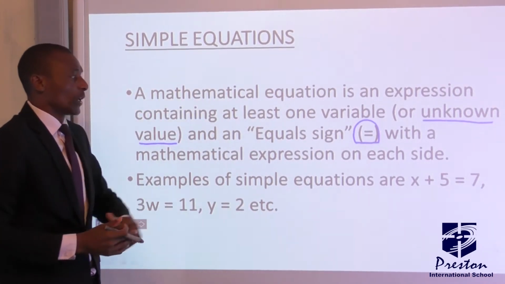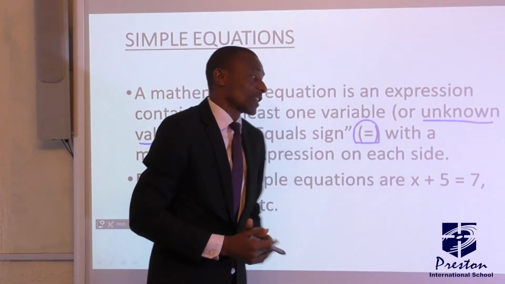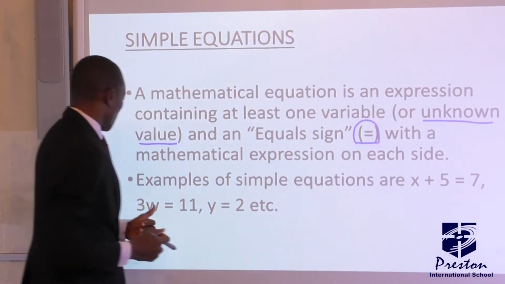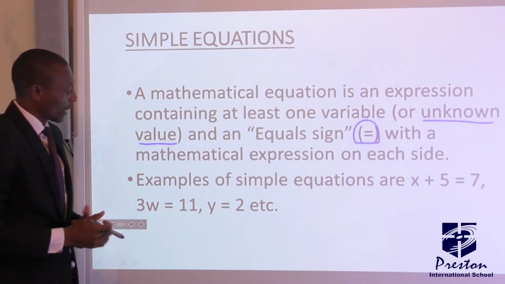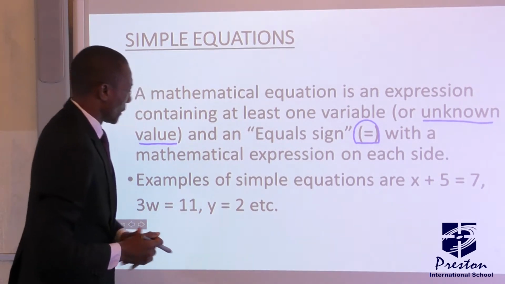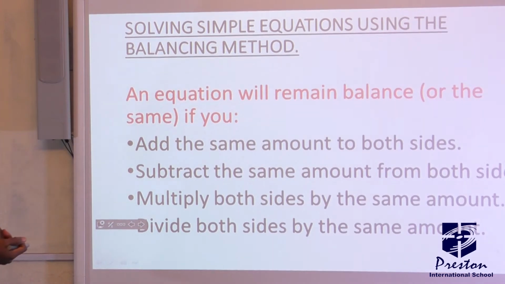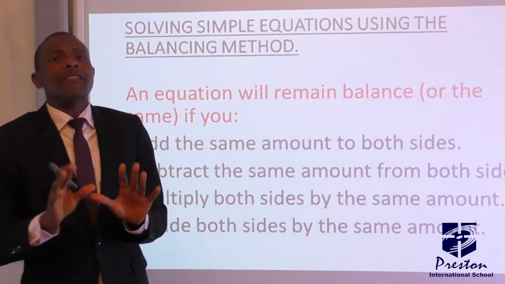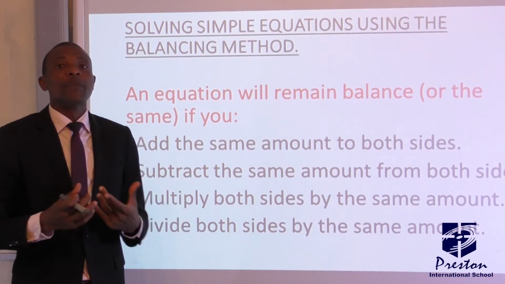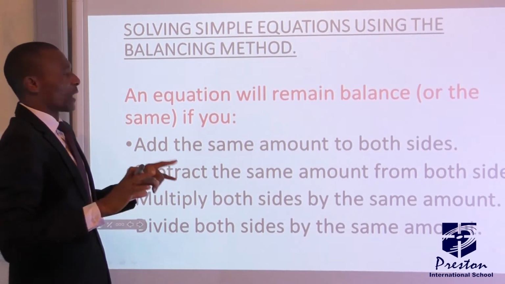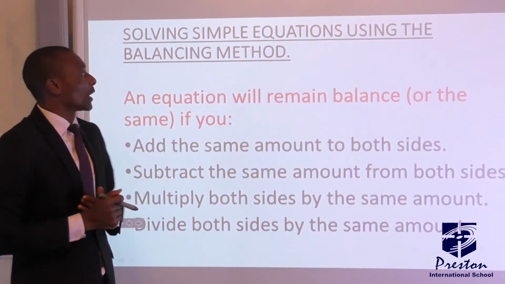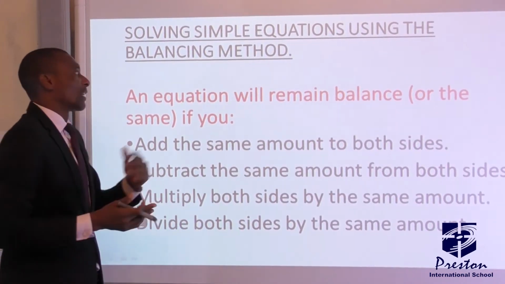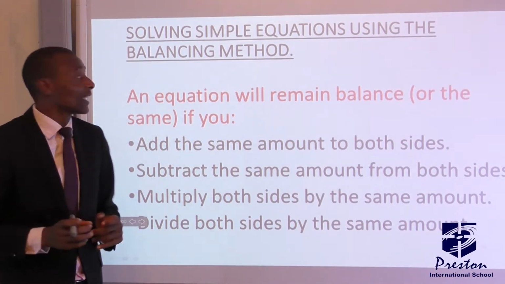So examples of simple equations are x plus 5 equals 7, since we have an equals sign and a variable x. Here we have 3w equals 11, then y equals 2, etc. These are examples of our equation. Now let's look at solving simple equations using the balancing method. We have several methods we can use to solve simple equations, but we are zeroing in on the balancing method. You can use the inverse flow diagram. You can use collecting like terms, but we want to talk precisely on the balancing method.